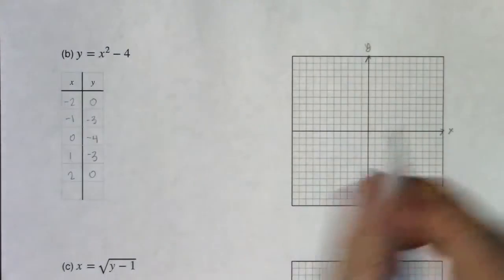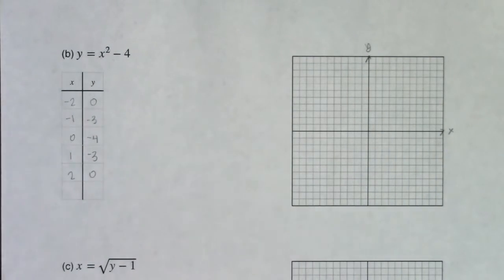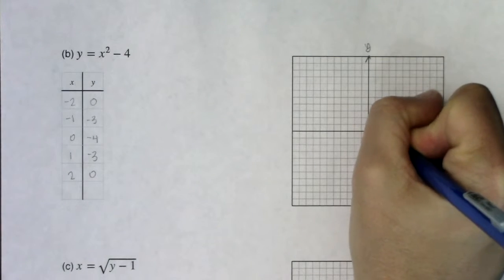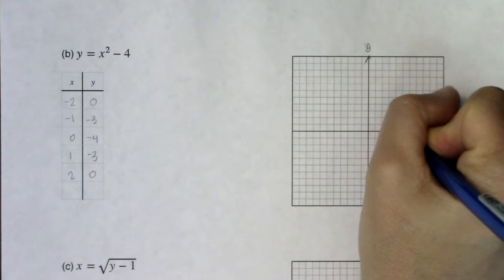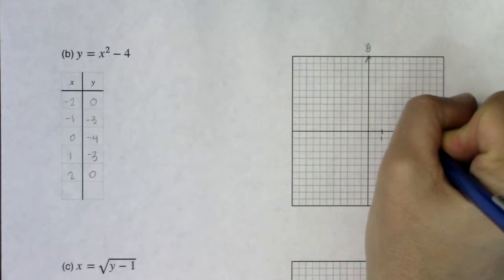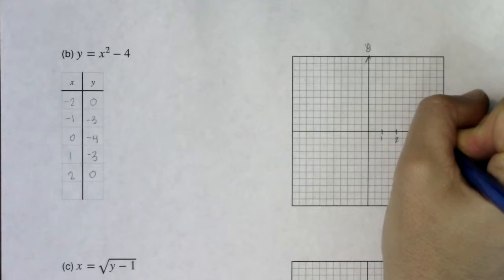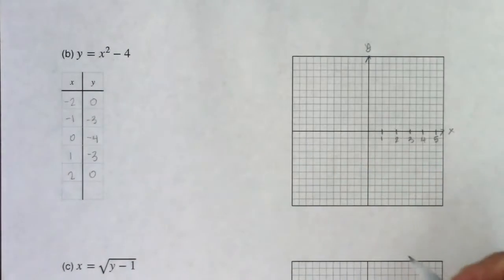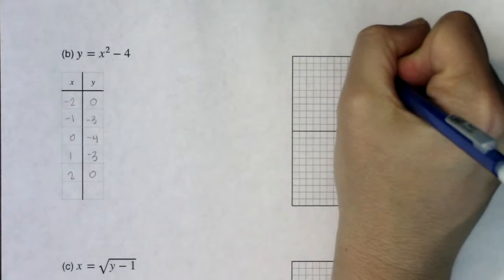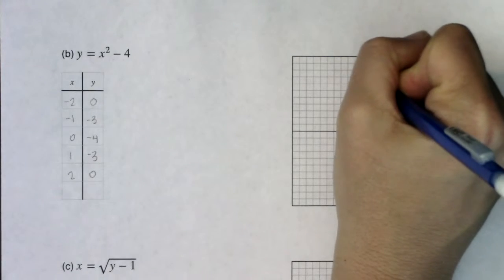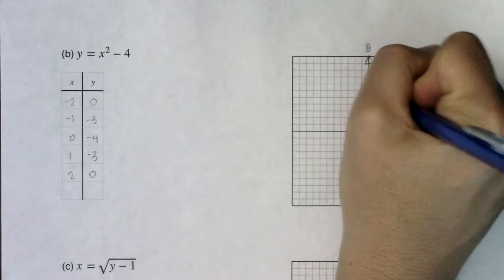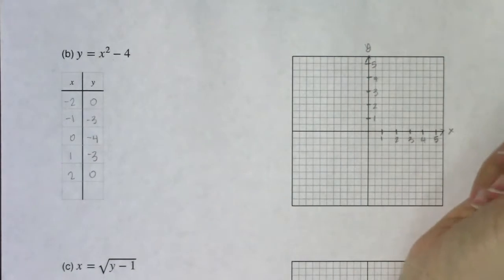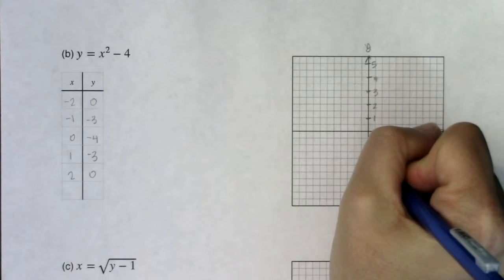Just to show you a different way of doing this, I'm going to make each square half a unit. So what I mean by that is I'm going to go 1, 2, 3, oops, let me get it, 4, 5. So I'm just going to make it a little bit more spread out than it was initially. So we'll go 5, 4, 3, 2, 1, like that.